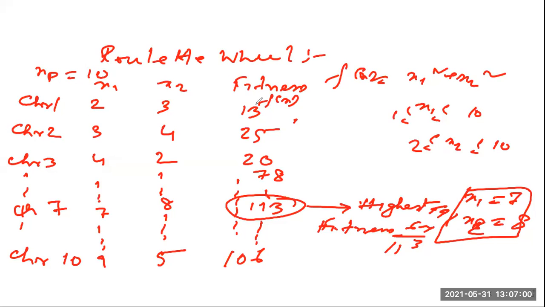So this is fx1, I will write here. For example, this is your f of first fitness. So that means f of CHR1, f of CHR2, f of CHR3, like that. And this is f of CHR10.